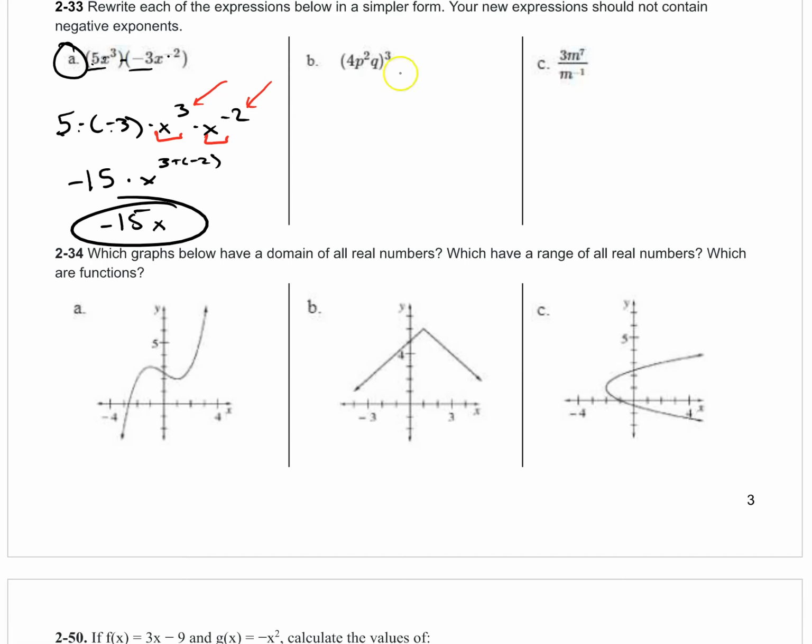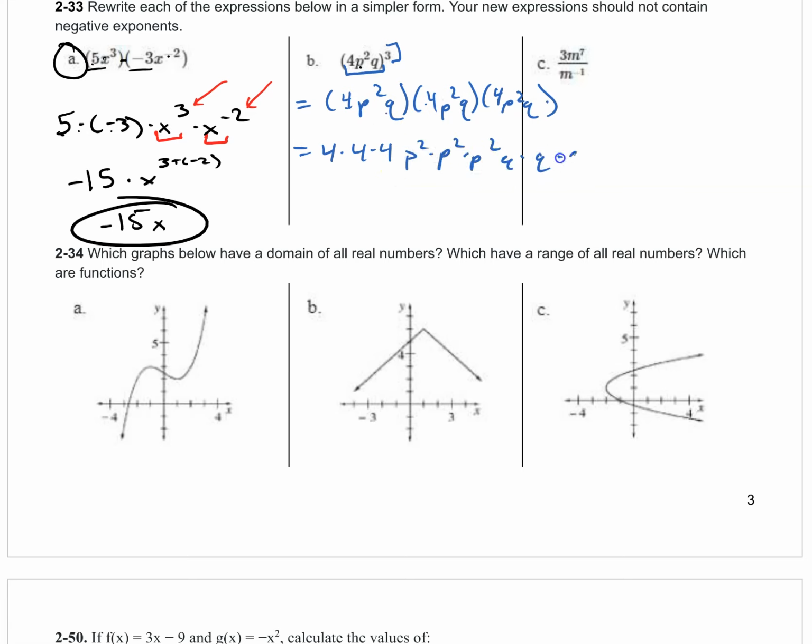Part B. This is 4p to the power 2q all to the power 3. That's my base, because it's in parentheses, that's my exponent. So that's 4p squared q, 4p squared q. Repeat the base 3 times. Alright, and let's rearrange. We've got 4 times 4 times 4, p squared times p squared times p squared, and then q times q times q.